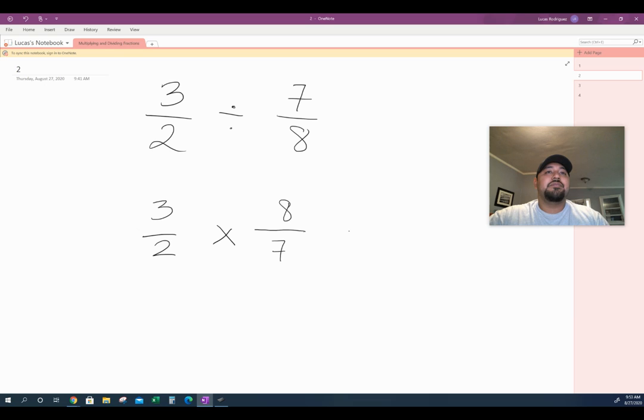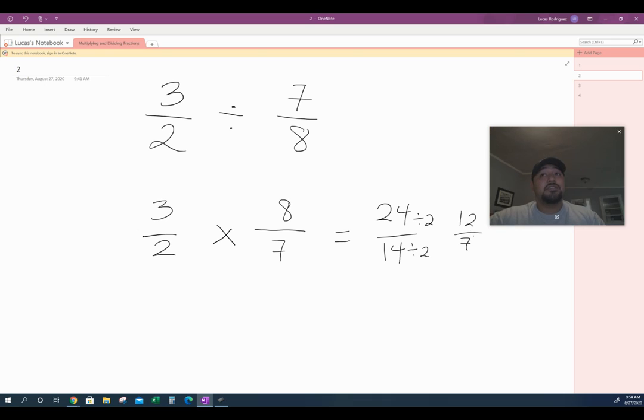So now I'm going to multiply across: 8, 16, 24, and 7, 14. Now I could check for this in the answers. Most likely it won't be. I can also divide this by, right now what I see is 2. So I'm going to go ahead and divide by 2. And this would be 12 and this would be 7. I believe that's its lowest form, but the answer could also be a mixed number.